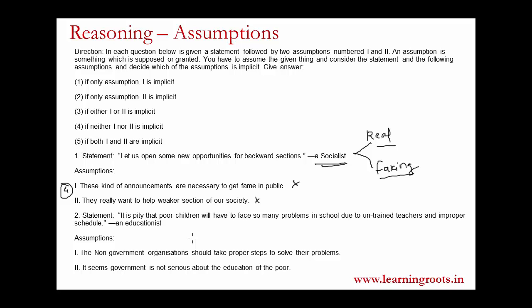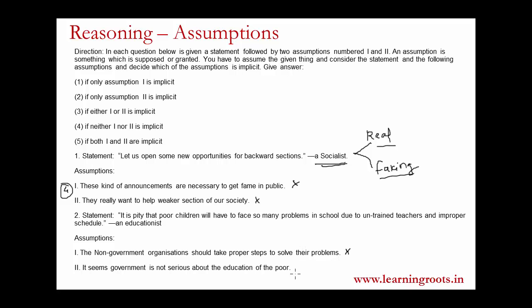And so this person is saying that he feels sad for those children who have to go through this entire process. Okay? The first statement says that the non-government organization should take proper steps to solve their problems. Now this could be a solution to it. This could come after this statement. It's a pity that poor children will have to face so many problems, and to alleviate these matters, probably non-government organizations should participate, or they should take proper steps to address these concerns. This is not an assumption, but this is probably what will come after this statement. So this is not an implicit assumption at all. It is probably an effect of this cause which is present in the question.